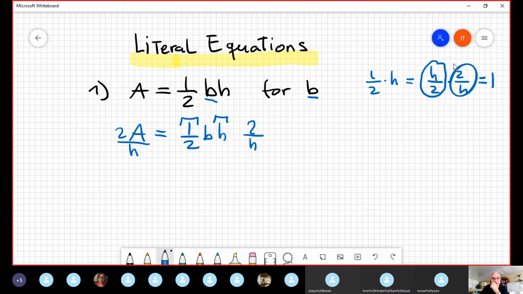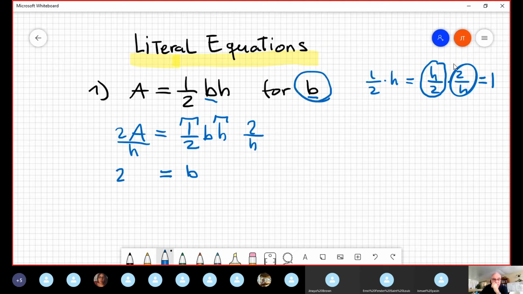And 1 is invisible. And when you multiply the original equation by 2 over H on both sides, on the right-hand side we have only B, because exactly that is what we need.